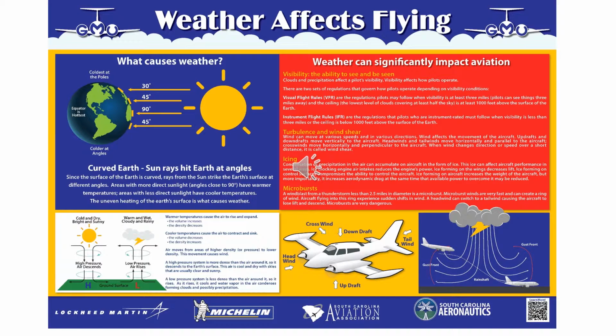Icing. Condensation or precipitation in the air can cause aircraft to accumulate ice on the wings. The ice can affect aircraft's performance in several ways. Icing blocks engine air intakes, reducing the engine's power. Ice forming on the wings decreases lift. Ice forming on control surfaces compromises the ability to control the aircraft.